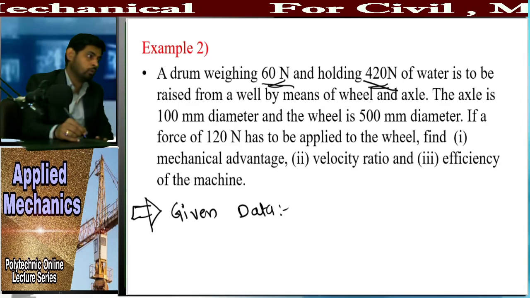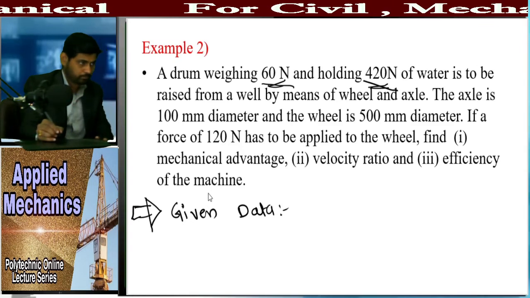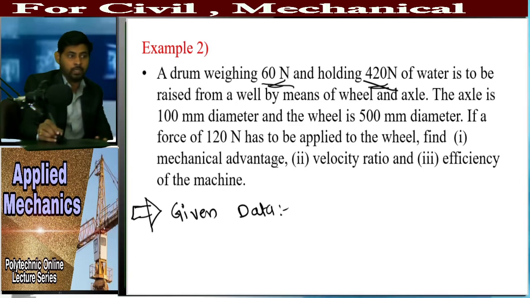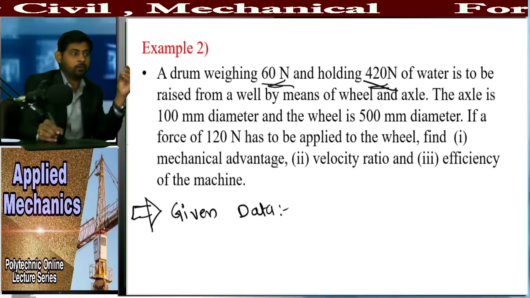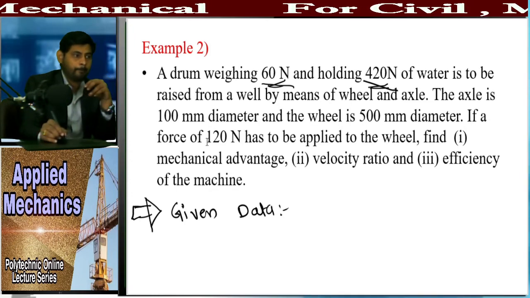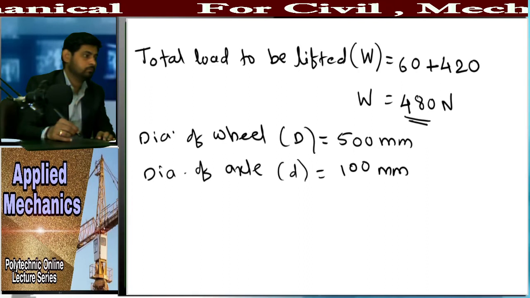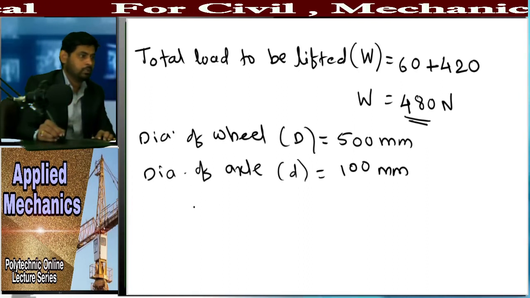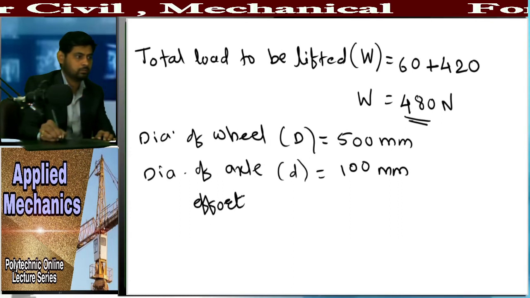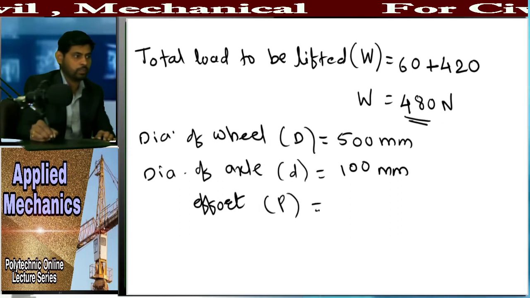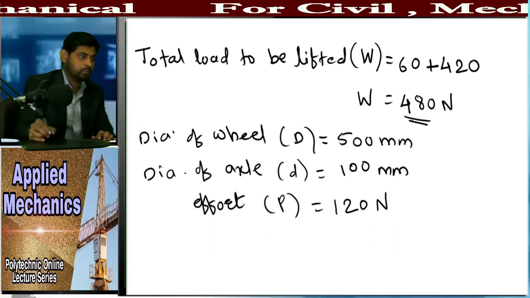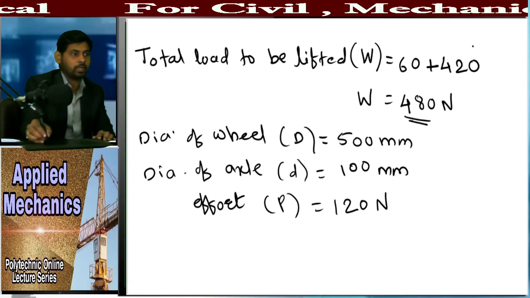After that, what is given to us again? A force of 120 Newton has to be applied to the wheel, means on the wheel we are applying a 120 Newton force. So this is the effort, P. So here P is equal to 120 Newton, given to us. So all these terms are given to us.